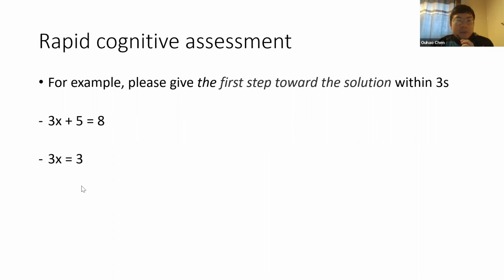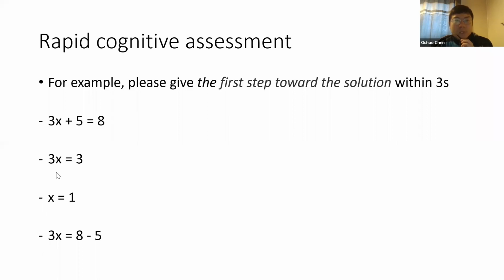But based on the results, when I think they collected data in Australia or somewhere, Slava Kalyuga found some students gave the first step as 3x equals 3. Some students gave the first step directly as x equals 1. And some students gave the first step as 3x equals 8 minus 5. So the three possible first steps show students have different levels of expertise.